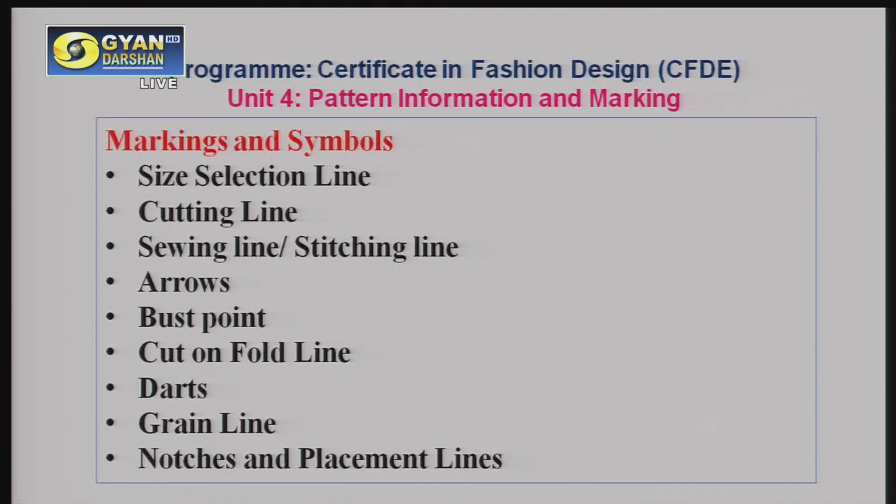Then the second is markings and symbols. Some information we do not write; we use a symbol or marking for that, like size selection line, cutting line, where dotted lines are said to be the cutting line, sewing line, arrow, bust point, cut and fold. All these come under symbols and markings.